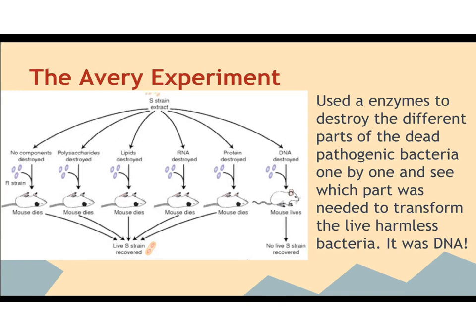So they tried destroying the polysaccharides, and they found out that the mouse still died. So the thing that was the genetic material wasn't the polysaccharides. They tried destroying the lipids. The mouse still died. So the thing that was transferring the genetic material wasn't the lipids. They tried it with all the different molecules, including protein, and when they destroyed the protein, the mouse still died. So if protein was the genetic material, the mouse should have lived because those dangerous genes wouldn't have transferred.